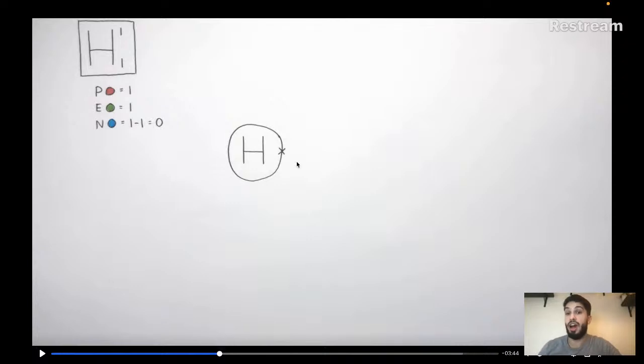You can either use a dot or a cross. Some diagrams use small e's, but it's normal practice to use a dot or a cross. Now, this hydrogen atom is not stable. It does not have a full outer shell of electrons. So this hydrogen atom needs to bond with another atom. And how's it going to do that?